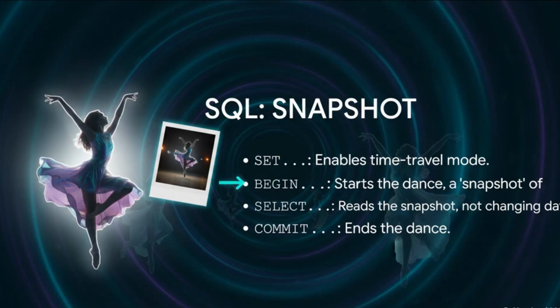The absolute magic of snapshot isolation is that it achieves consistency without all that locking. See, when the transaction starts, the database literally makes a private copy of the data for it. So all of our select statements are reading from this personal, unchanging snapshot. This gives you amazing consistency without blocking other dancers, which makes it an incredibly powerful alternative.